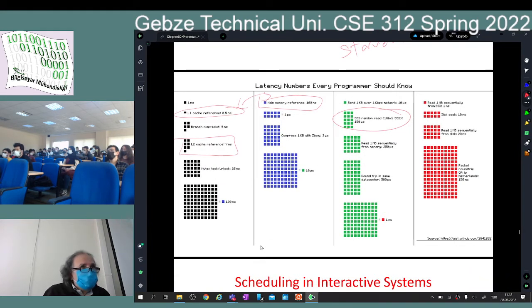But without context switching, there is no multitasking. Without multitasking, no time sharing, and without multitasking, there is no modern computer. We have to keep all these in our heads when we are designing a new operating system. Okay, any questions up to now?